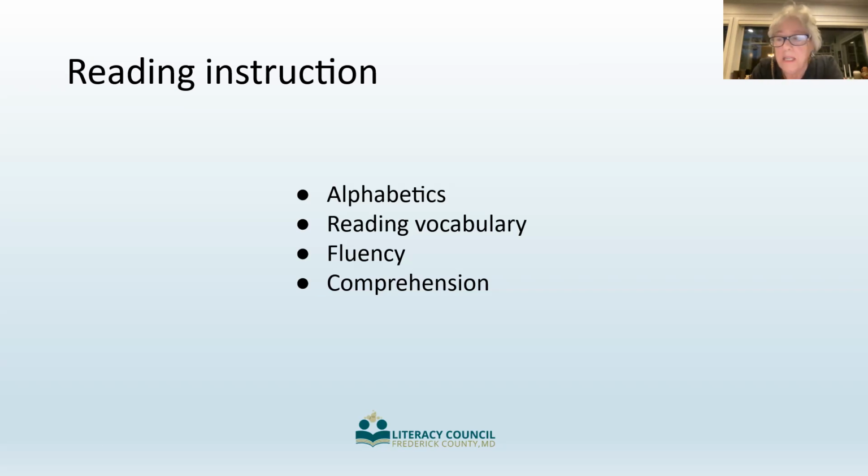Both basic literacy and ESL students will need help with one or more of these components. Depending upon the student, a tutor may emphasize one or more component more than others, but good reading instruction develops skills in all 4 reading components.